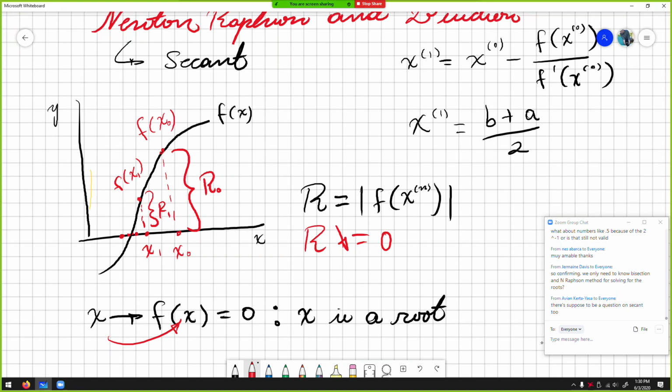It's something that as we keep iterating should go to 0, because as we approach the root, as we approach the x-axis, at the x-axis the value of the function is 0. That's why it's the x-axis. So as we approach that point, I see this y value, or this f of x value, going to 0. That's why my residual goes to 0.